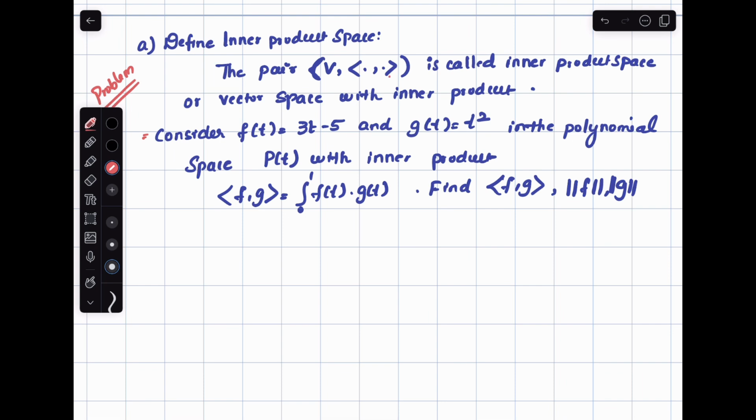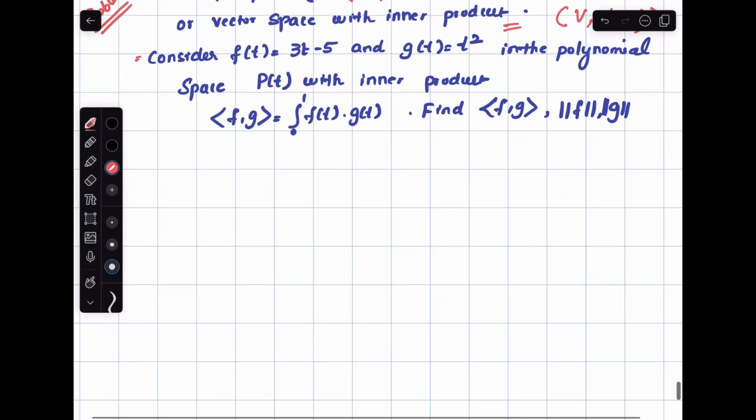It is nothing but a set V with the inner product. The inner product is represented with the symbol ⟨·,·⟩. So if I say only inner product, it is represented with that symbol, and if I say it is a space, then it is a set of vectors together with the inner product. All right, so that is inner product space.